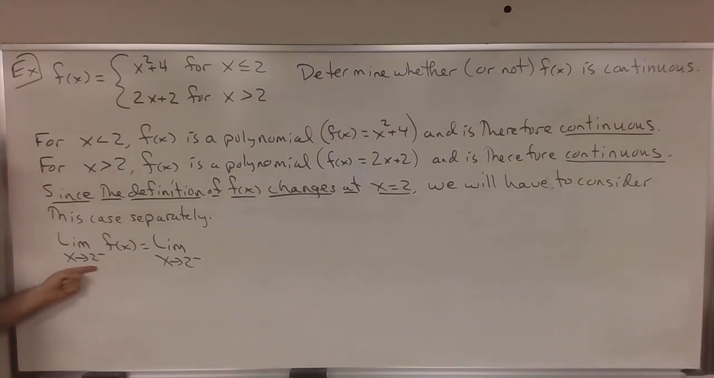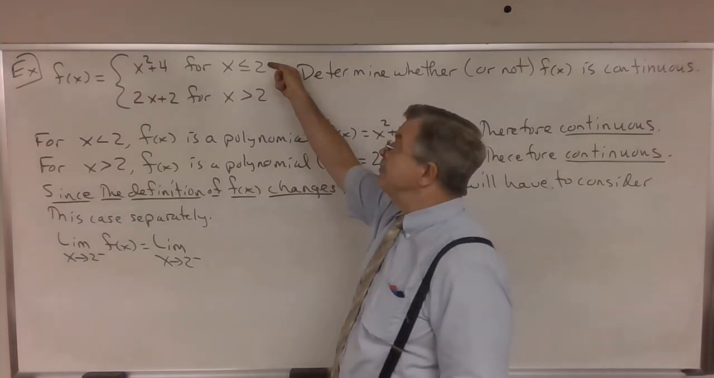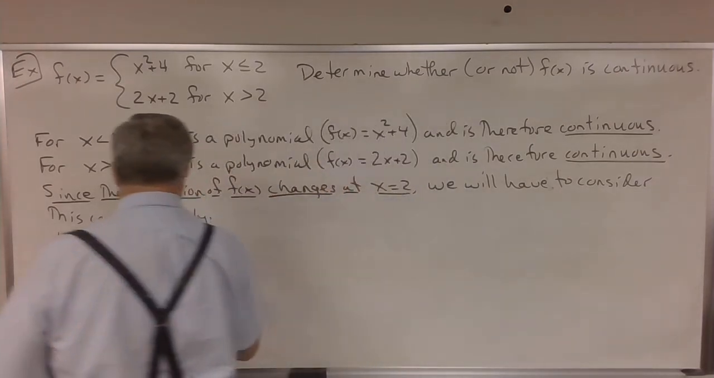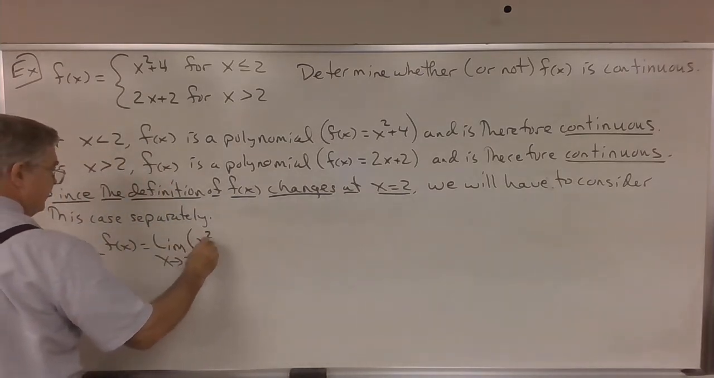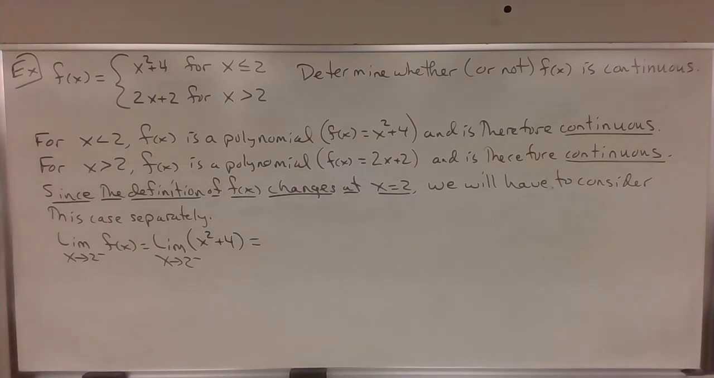As x approaches 2 from the left, is x bigger than 2 or less than 2? If x is to the left of 2, x is less than 2. So this is the definition of f of x that applies, x squared plus 4. And we just plug in. X squared is 4, plus 4 is 8.